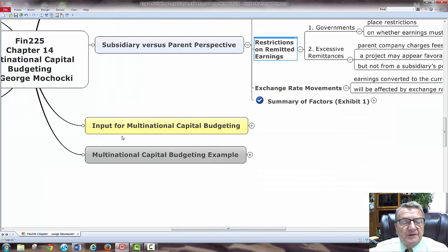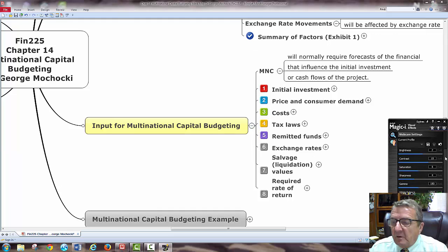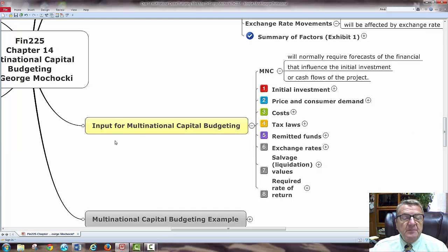The next one we're going to talk about is input for multinational capital budgeting. Okay, and we have a lot here. So if I'm looking at input for multinational capital budgeting, what kind of information do I need before I decide where I'm going to place my capital budgeting dollars? And I'm just assuming a multinational corporation has several subsidiaries in different countries, just for this chapter, just to go through it.